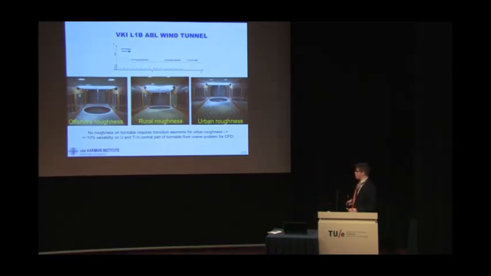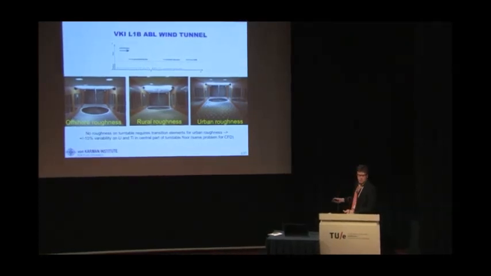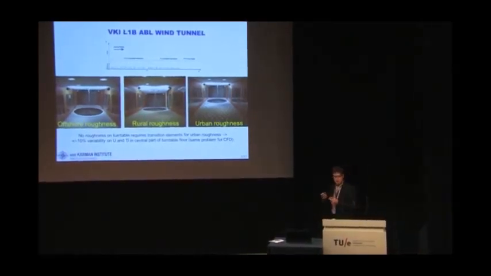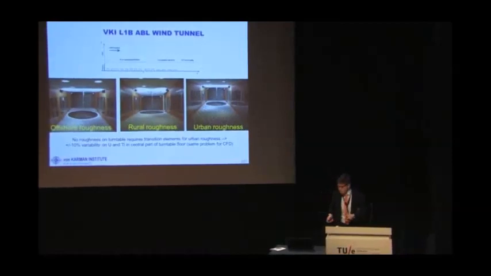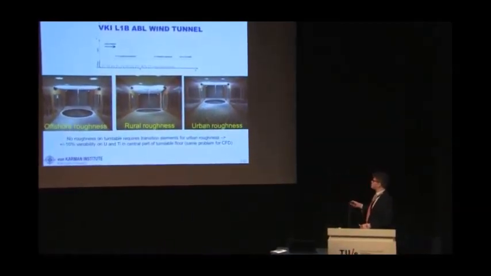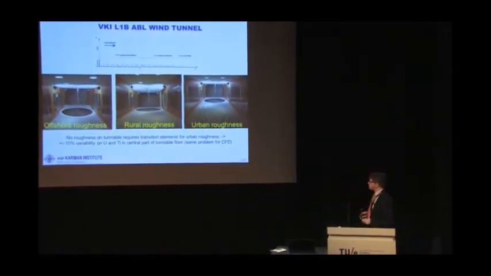We can create different roughness, offshore roughness. You see there, if you put little cups, we have rural roughness, and we can simulate even the city if you put big coffee cups upside down, and then we need some transition blocks to go to the turntable. Because of this transition, we still have 10% variability on the mean velocity and turbulence intensity on the turntable, and that's exactly the same problem you have in CFD.